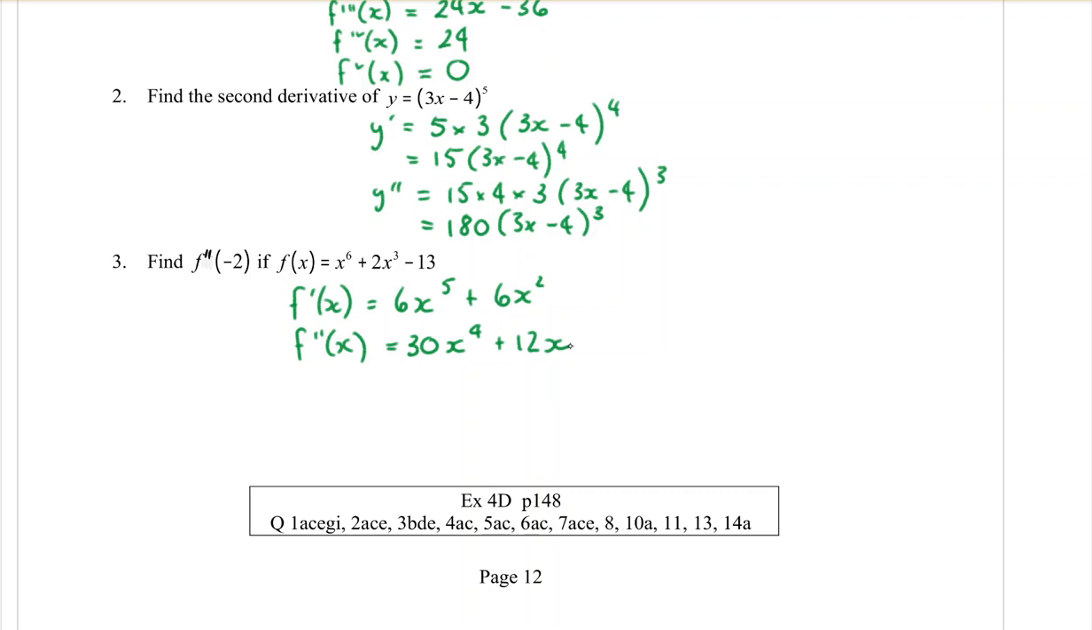Okay, so I found the second derivative, but I specifically want to know the second derivative when x is equal to negative 2. So I have a final little step here where I sub minus 2 in everywhere where there's an x. So it's 30 times minus 2 to the power of 4 plus 12 times minus 2.